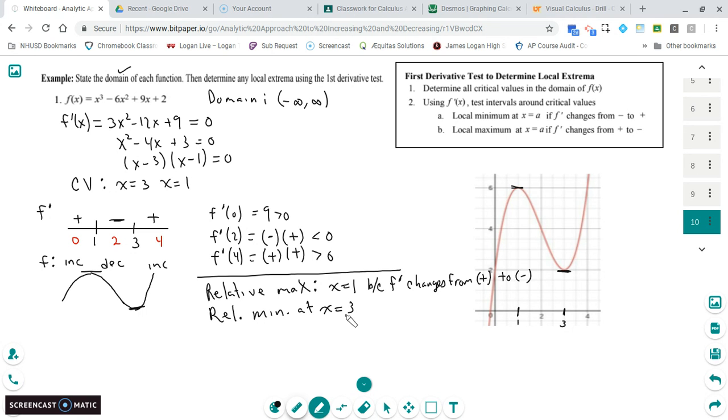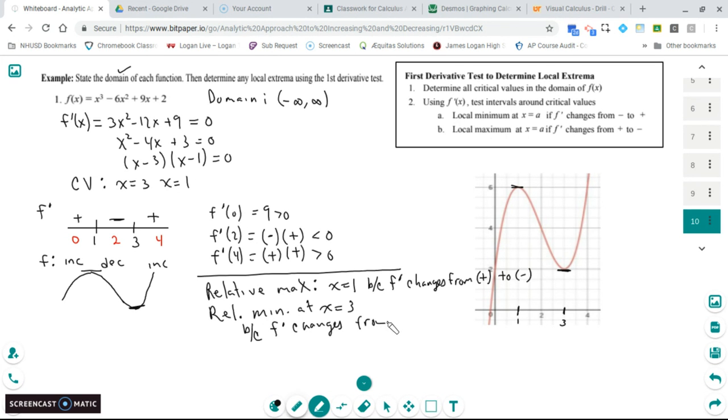And we have a relative minimum at x equals 3. Why is that a relative minimum? Because the first derivative changed in sign from negative, so the function was decreasing because the first derivative is negative, and it changed to positive, negative to positive. Because f prime changes from negative to positive.